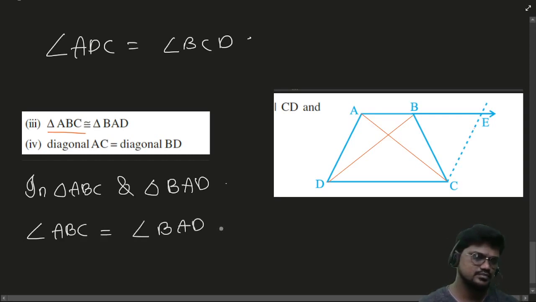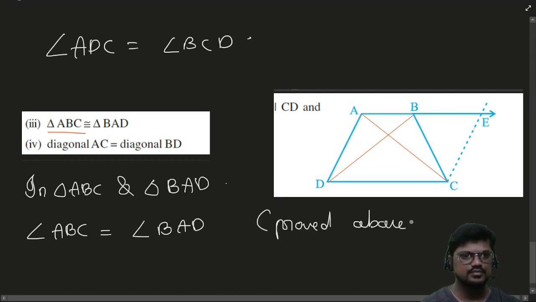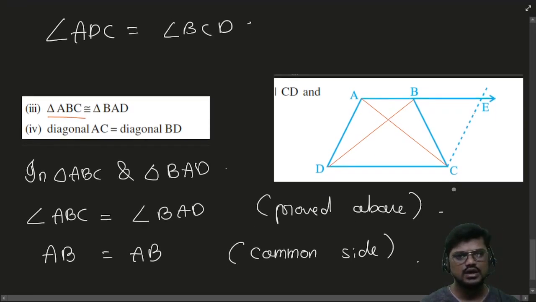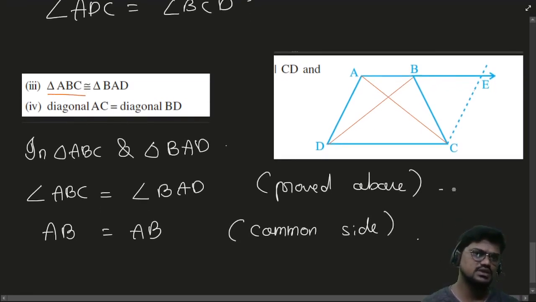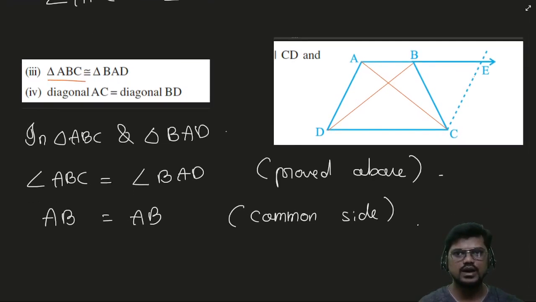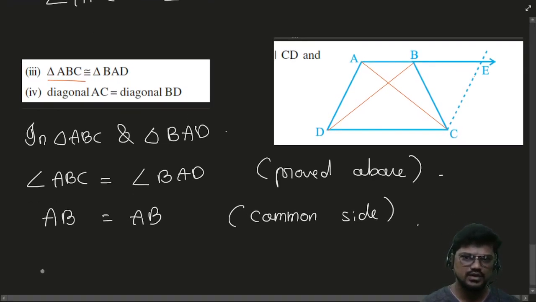How? It is proved. Proved above. You can write proved above. After that, AB is equal to AB. What is the reason? Common side. Yes. These two are equal because they are common only. Now, which is the other angle or side which is equal? Sir, AD equal to BC. Yes. Why? Because it was given. Over here, AD is equal to BC. Why? Because it was given.